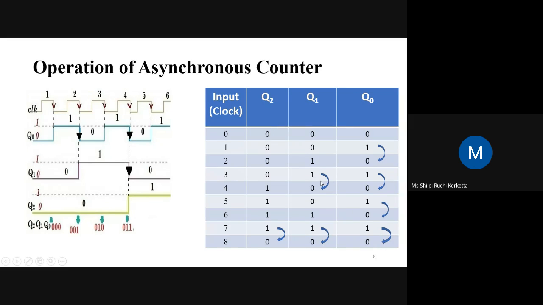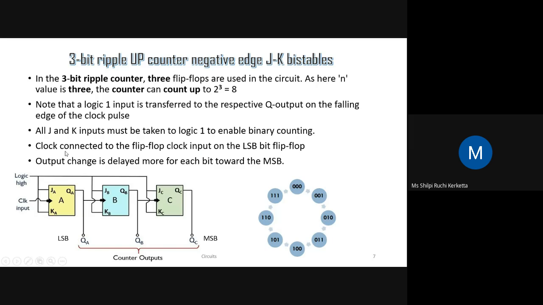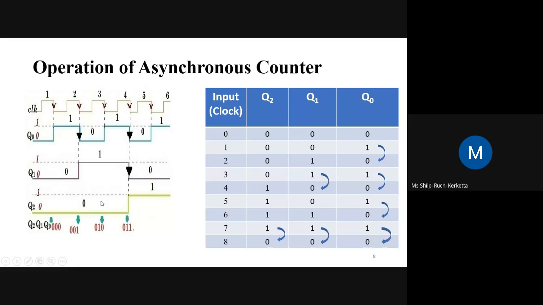Okay. Then how will we get this table? That's why they have said the clock is connected to the flip flop clock input, and the output change is delayed more for each bit towards the MSB. So this is delaying the clock by 1, this is delaying the clock by 2, and this is delaying the clock by 4. Here you can see the output of this first flip flop becomes the clock of this second flip flop. So this clock is not for this output; actually, this is becoming the clock for the second output.